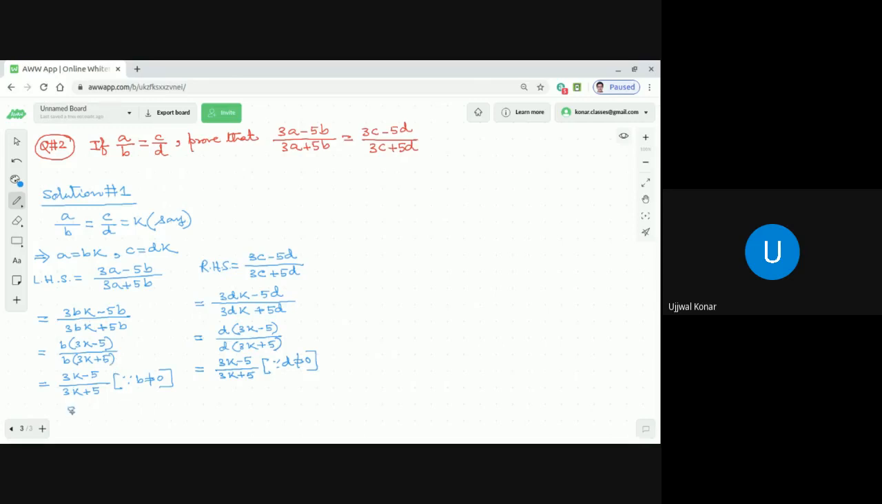So we get LHS is equal to RHS, and proved. So this is one way of proving. Another proof I'm going to show you is solution 2, and that solution will be using the properties we learned today.